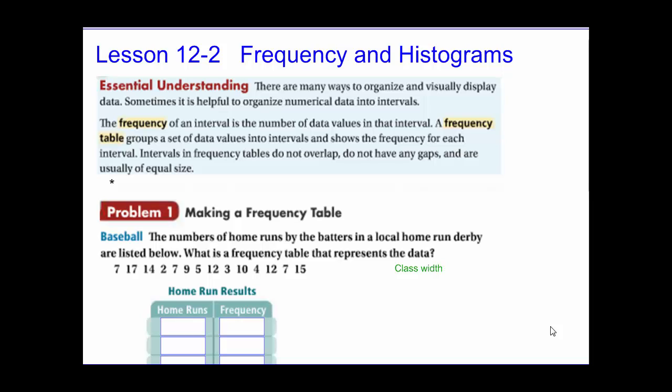This is the first section in Chapter 12, Lesson 12-2, Frequencies and Histogram. There are many ways to organize and visually display data. Sometimes it's helpful to organize the numerical data into intervals. So the frequency of an interval is the number of data values in that interval.